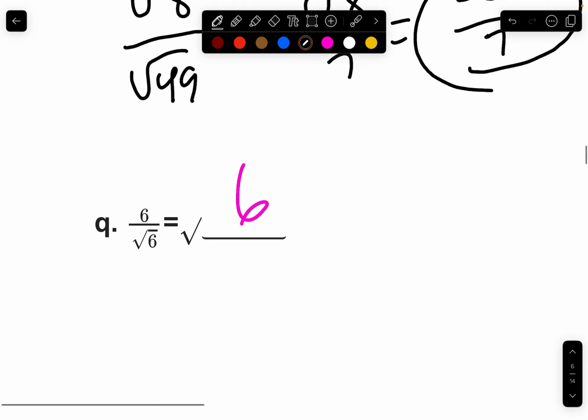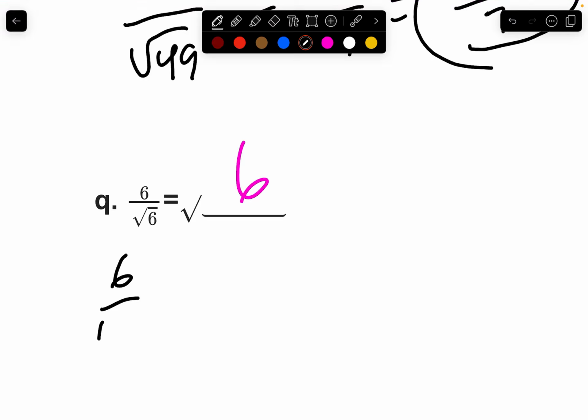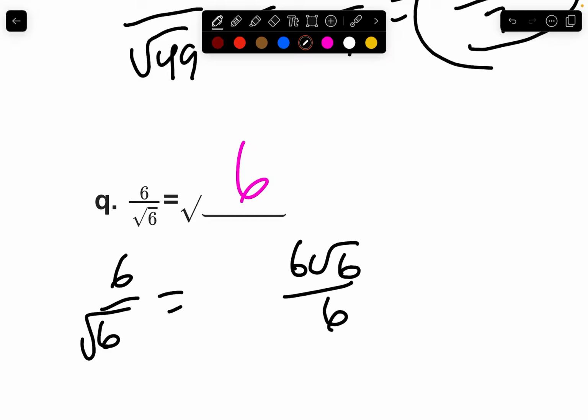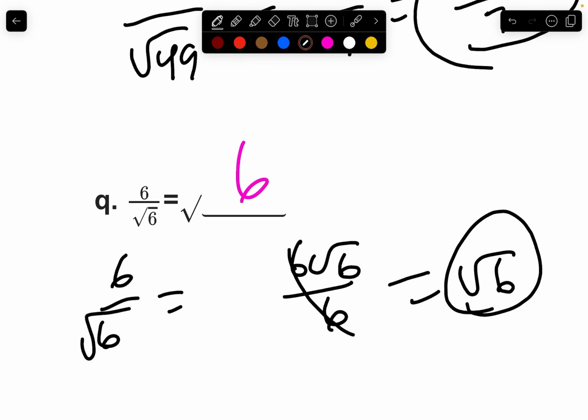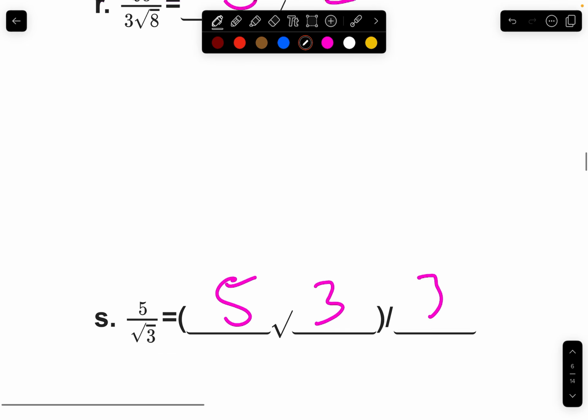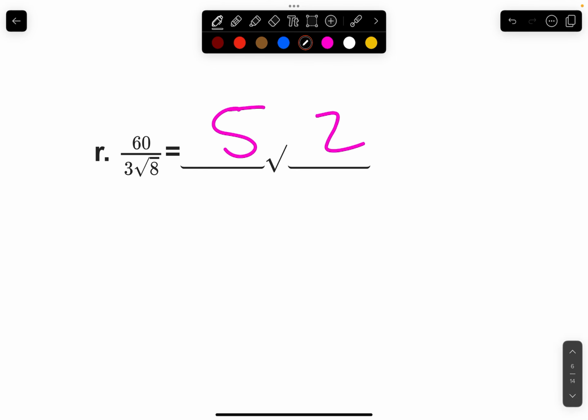That's fun. Here, think real hard. What is that going to be? We're going to have a root 6 join us on top and a whole number 6 on bottom. The 6's cancel out, and we're left with a root 6. Got it. All right.